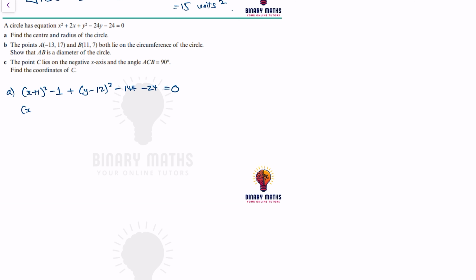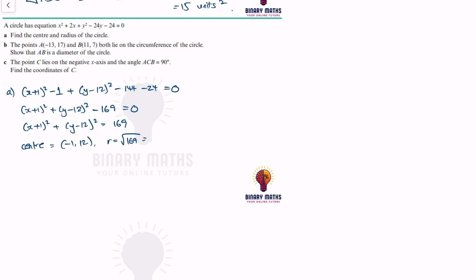Okay, if I collect everything up, I've got x plus 1 squared plus y minus 12 squared, minus 1, take away 144, take away 24, gives me take away 169. Okay, if I rearrange it to take the constant over to the other side, I get 169 on the right hand side. That means my center is equal to negative 1, 12, and my radius is square root of 169, which is equal to 13.